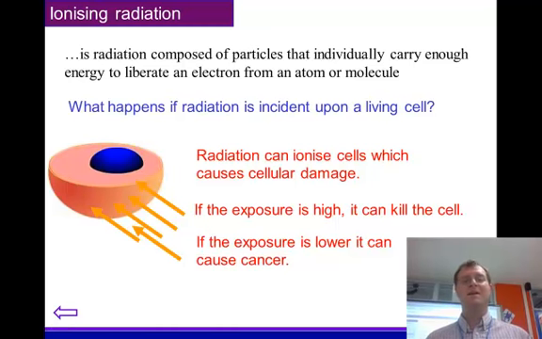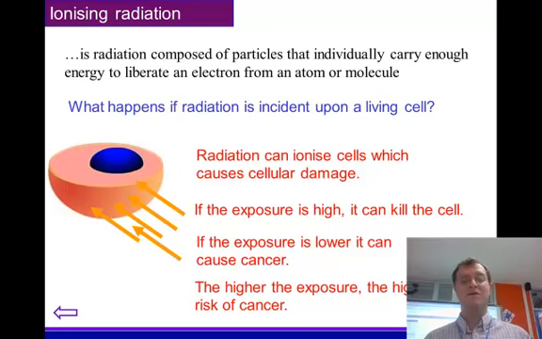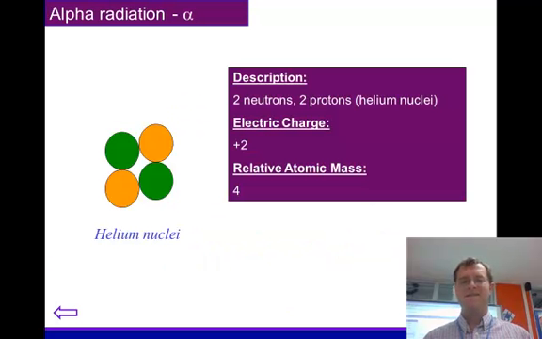Now, let's think about the different types of ionizing radiation that you could be exposed to. The first of these is alpha radiation. Alpha radiation is made up of 2 neutrons and 2 protons, exactly the same as a helium nucleus. With the 2 protons, it has an electric charge of +2, and it has a relative atomic mass of 4.